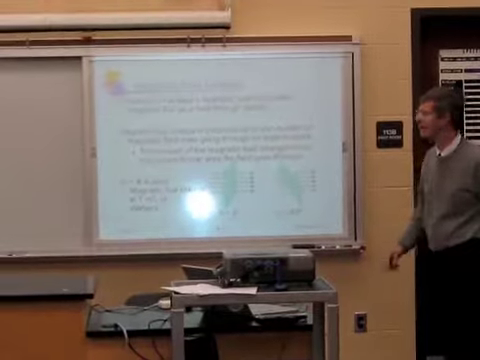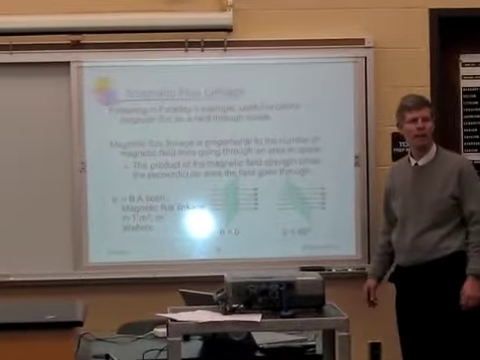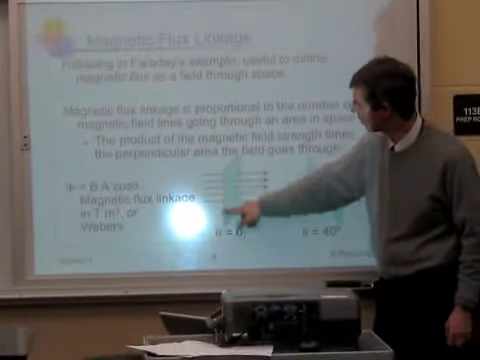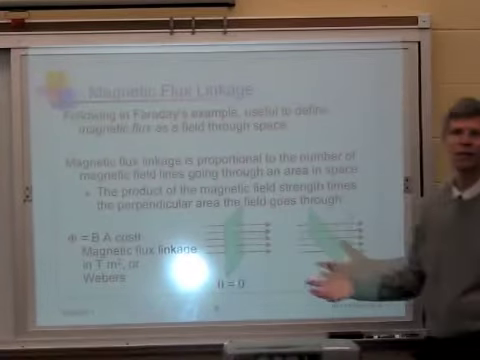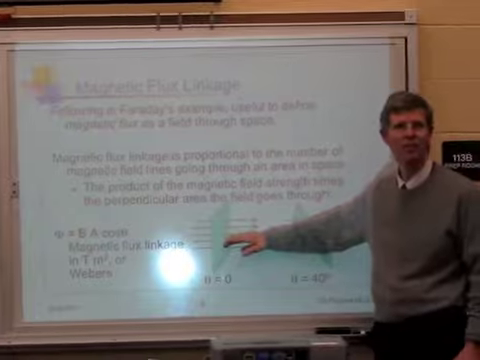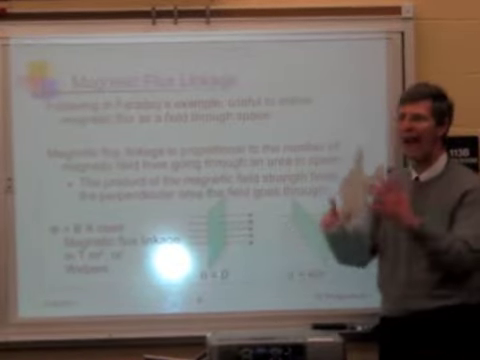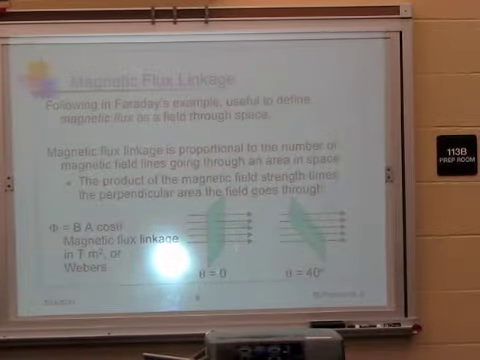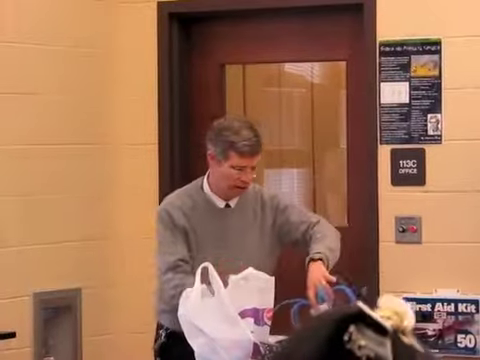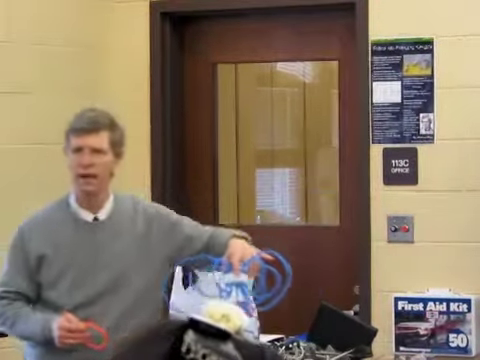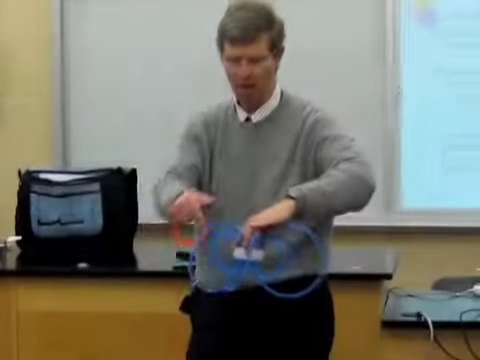So magnetic flux linkage from last time: if you have a magnetic field going through a surface, it's the product of the magnetic field strength and the area times the cosine of the angle between the direction of the field and the perpendicular direction of the area.